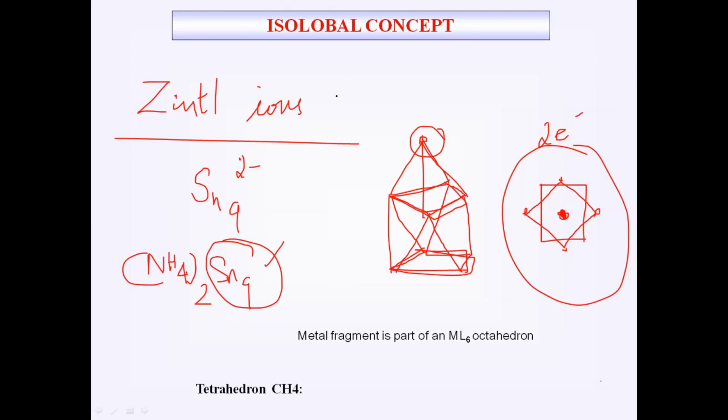You should know tin comes down the group of carbon. Therefore, this is similar to C9 2 minus. That way you can write it, isolobal principle, you know. Instead of tin, you write it as carbon, C9 2 minus. And carbon, how to change?